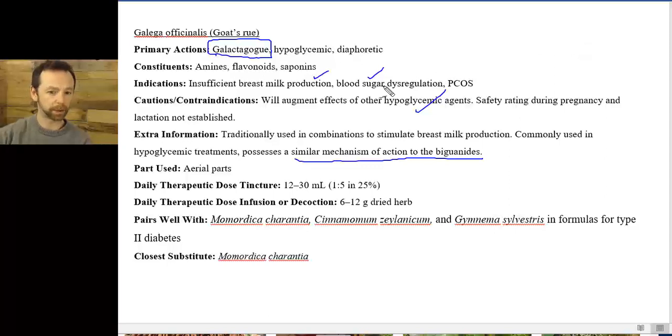And you might be asking the question, are these two things compatible? I think probably they are. But I've never used it, so what would you do? Would you use even more of it if you're trying to promote breast milk in a woman who is diabetic? Maybe. Let's take a look at what it looks like.